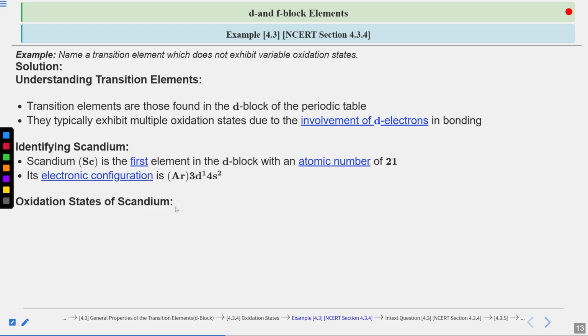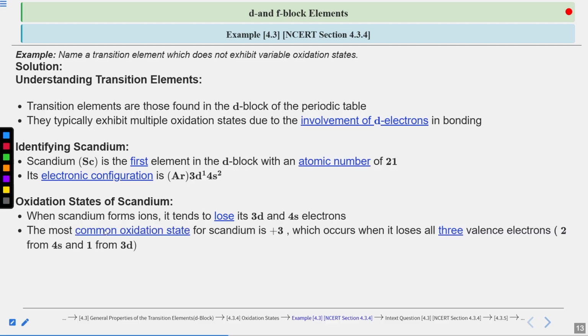Oxidation state of scandium. Scandium forms an ion when it loses its 3d and 4s electrons, right? It can lose the 2 electrons from 4s and 1 electron from d and attain a noble gas configuration. So it has to lose its 3d and 4s electrons to become an ion. The most common oxidation state for scandium is +3, which occurs when it loses all 3 valence electrons present in its outermost shell, 2 from the 4s and 1 from the 3d orbital.